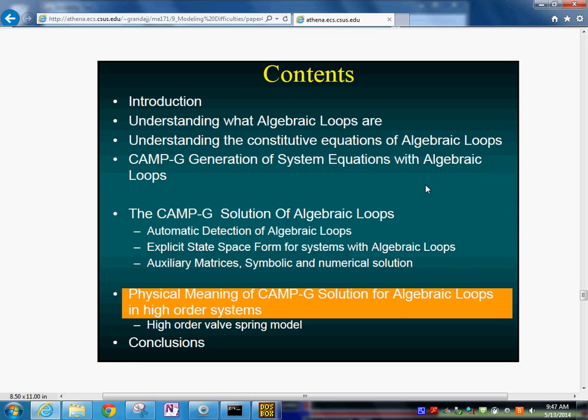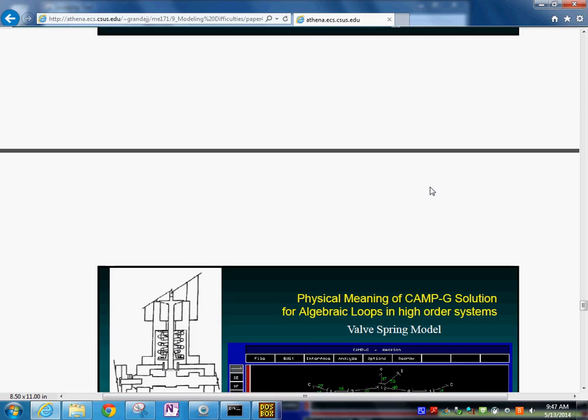Finally, okay, we have proposed a solution, but like I said at the beginning of my presentation, let's look at the most important part. What is the physical meaning of these algebraic loops?